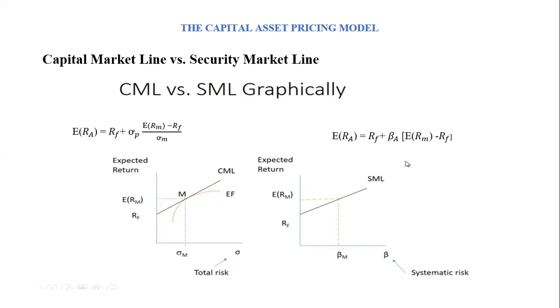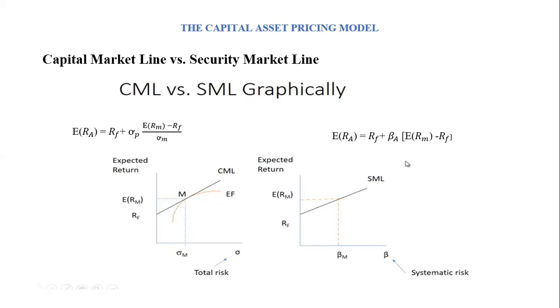Now let's have the security market line. You see, the security market line moves from the risk free rate, and it's showing the relationship between expected return and systematic risk. So if you are asked the difference between capital market line and security market line, you say the capital market line shows the relationship between expected return and total risk, while the security market line shows the relationship between expected return and systematic risk.